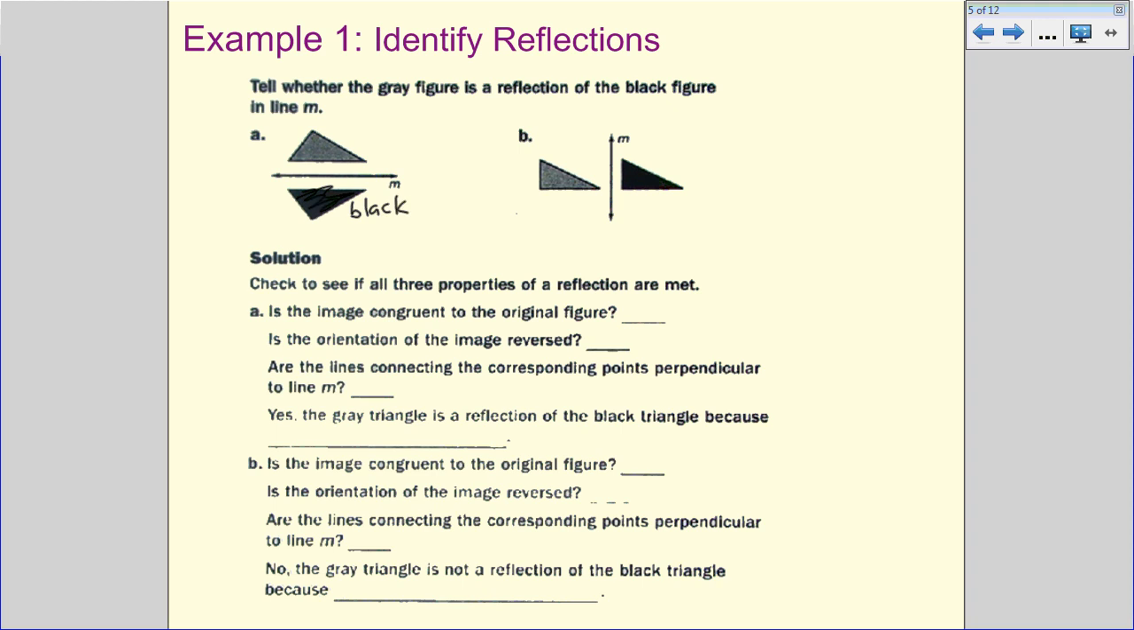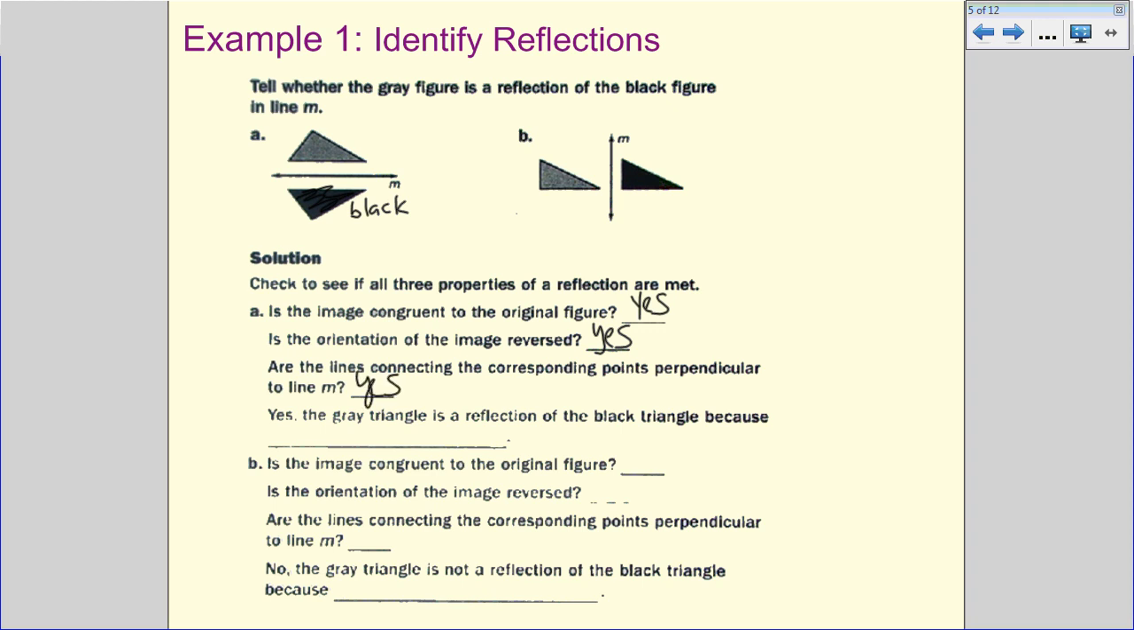But if you look, you're supposed to see are all three properties of reflections met. Is the image in A congruent to the original figure? Yes. Is the orientation reversed? Why, yes. I've got this long flat side close to the reflection line, long flat side close to the reflection line. And is the line connecting the corresponding parts the perpendicular line segment?